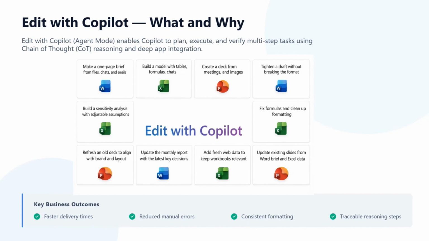Now the question is, why is it important? So in real business environment, tasks are rarely single step. They usually involve multiple documents, tools, and decisions. If you look at the slide, each tile highlights a practical business use case. Like in Word, Copilot can create one-page brief, refine document, and update reports using information from file, emails, and chat. In Excel, it can build model, run analysis, and fix formulas or formatting issues. So because of these capabilities, organization can achieve a faster delivery, reduce manual error, consistent formatting and output, better traceability of reasoning and decision. So overall, Edit with Copilot transform AI from something that only answers questions into something that work alongside us and help complete our real business task.